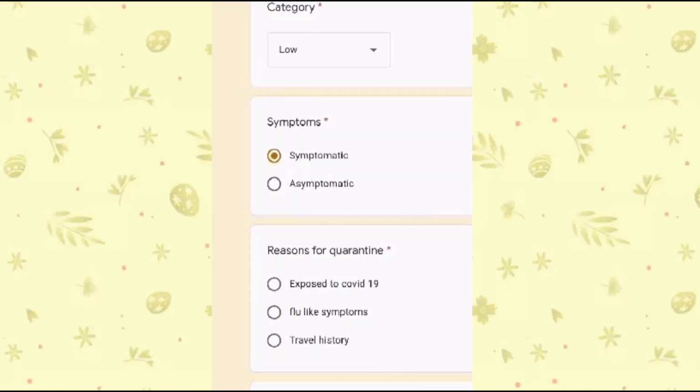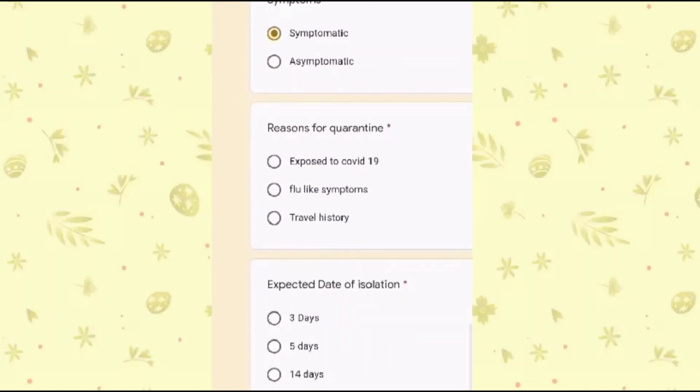Symptomatic and asymptomatic. Symptomatic means you present any symptoms, like for me, I have cough, sore throat, and runny nose. Asymptomatic means absent, no symptoms. But since we have symptoms, we will choose symptomatic. Reason for quarantine: exposed to COVID-19, flu-like symptoms, travel history. I will go with flu-like symptoms.